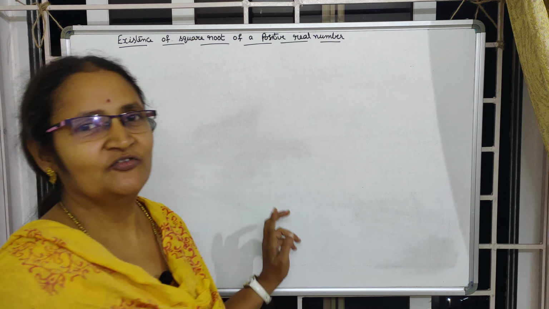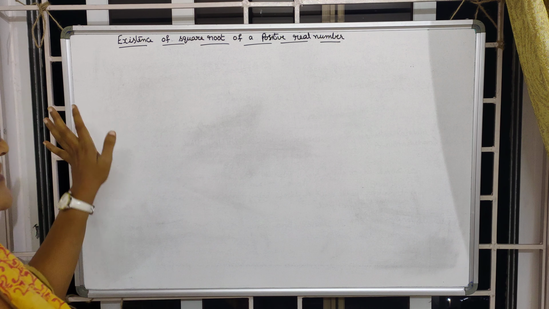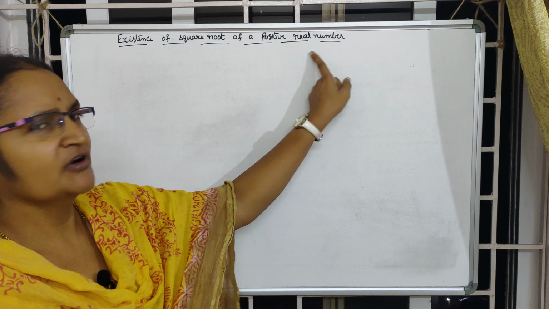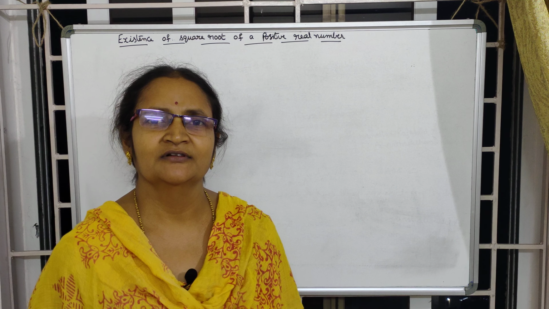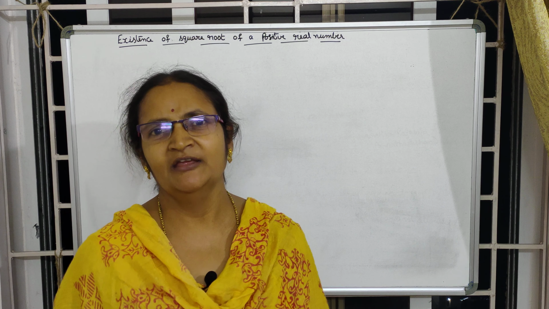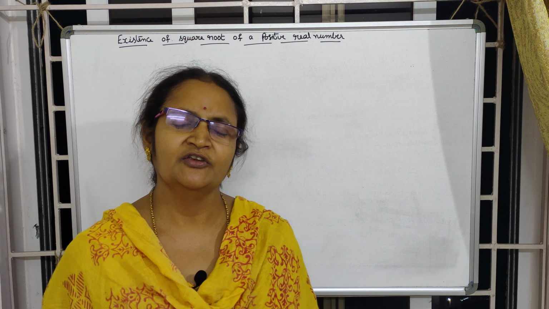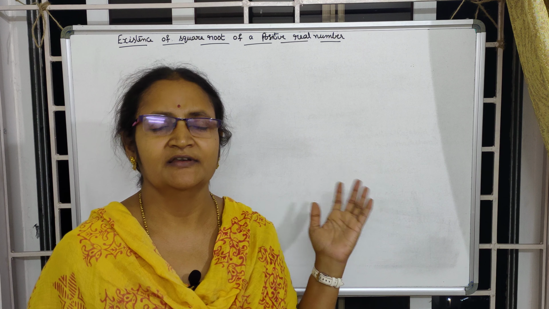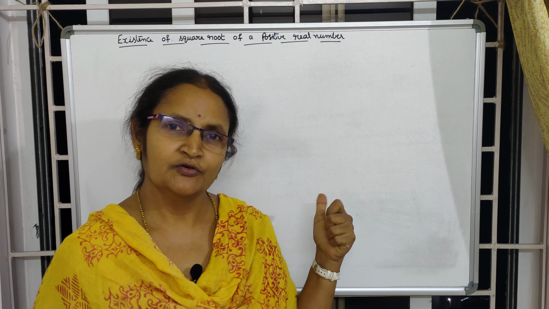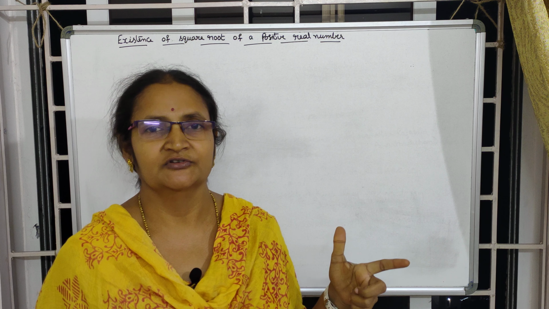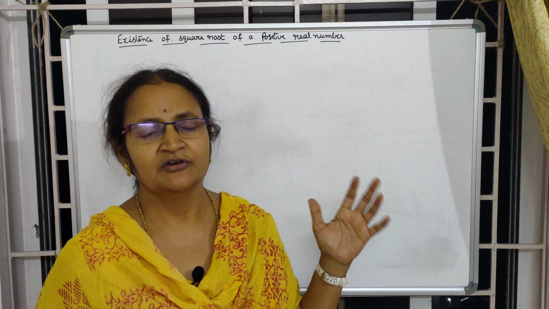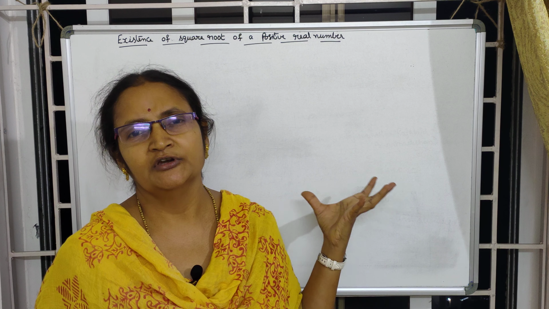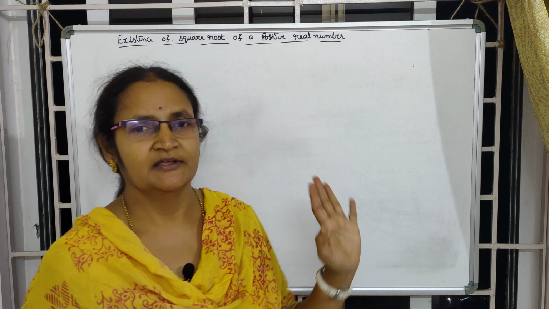Everyone, in this video we are going to learn the existence of the square root of a positive real number. What is a real number? A real number may be rational or irrational. A combination of both gives us a new set of numbers, which we call real numbers. Real numbers consist of rational numbers and also irrational numbers, all together forming a new set that we call the real number set.